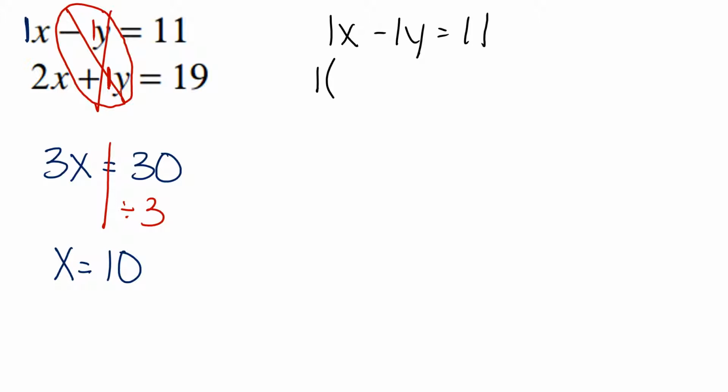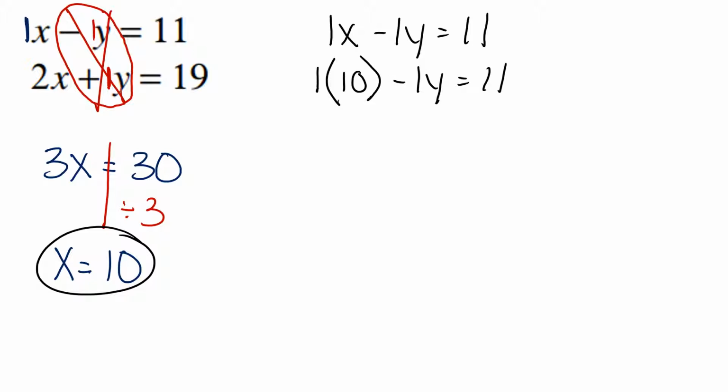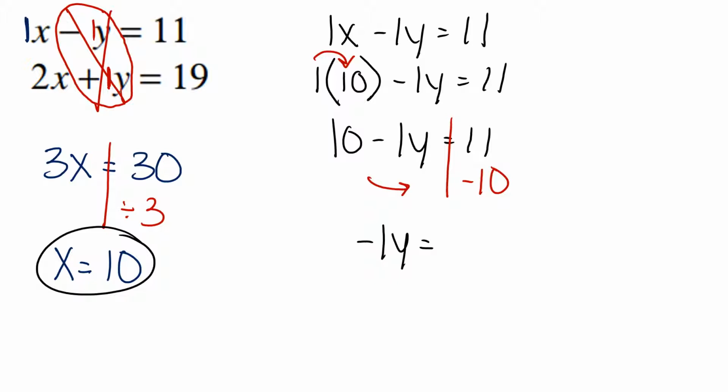We take our 1x, but instead of x, we're going to use our answer, because x equals 10. 1 times 10, we multiply, we distribute first. 1 times 10 is 10. Combining like terms, 10 and 11 are on opposite sides, so we do the opposite. Instead of plus 10, we do a minus 10. 11 minus 10 is 1.